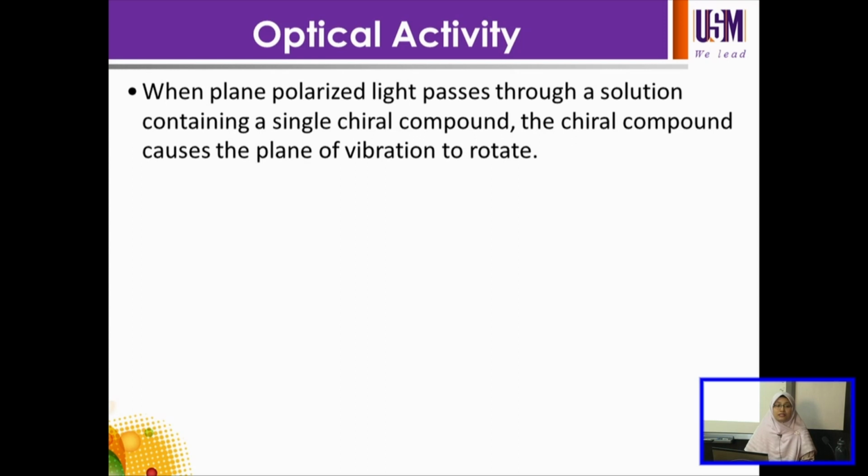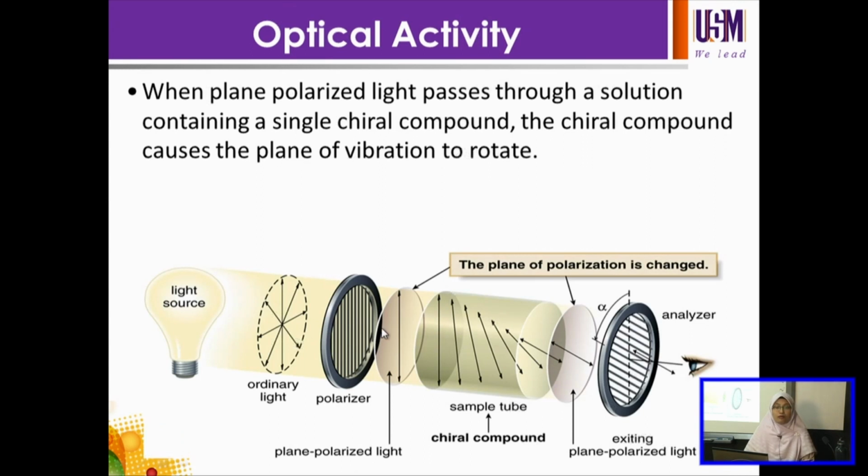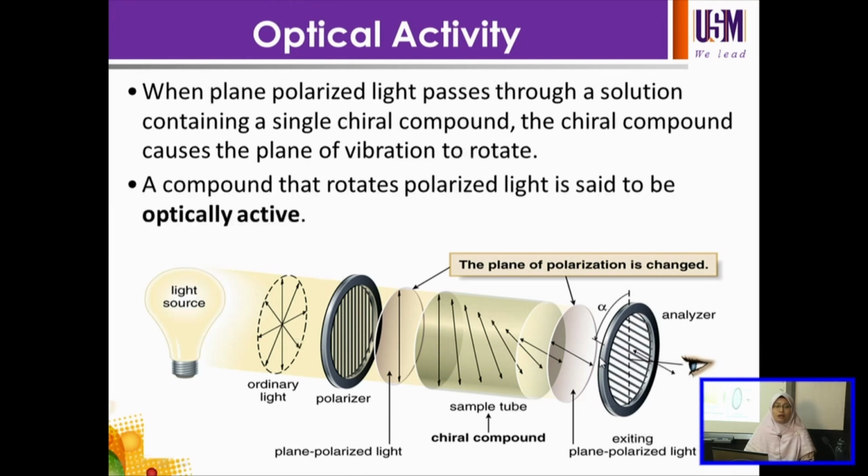When plane polarized light passes through a solution containing a single chiral compound, the chiral compound causes the plane of vibration to rotate. In the case of a chiral solution, when the plane polarized light enters the sample tube, you will see that at the end, the plane of polarization will be changed. So there is a difference in the degree of rotation between the initial and what you observe. A compound that rotates polarized light is said to be optically active.